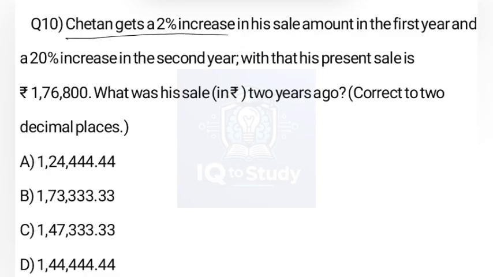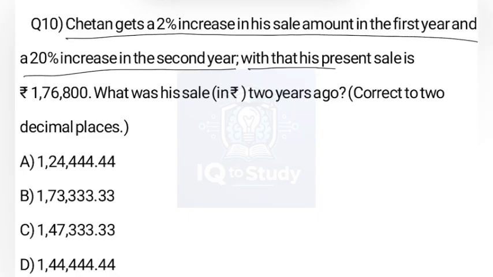Chetan gets 2% increase in his sale amount in the first year and 20% increase in the second year. With that, his present sale is 1,76,800. What was his sale 2 years ago?